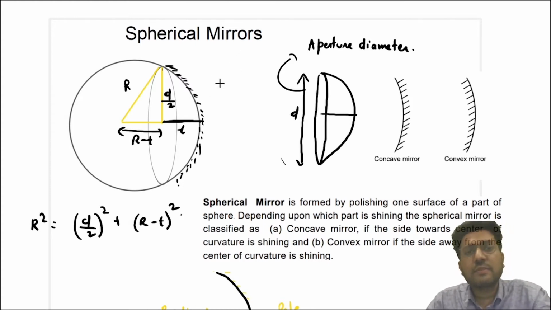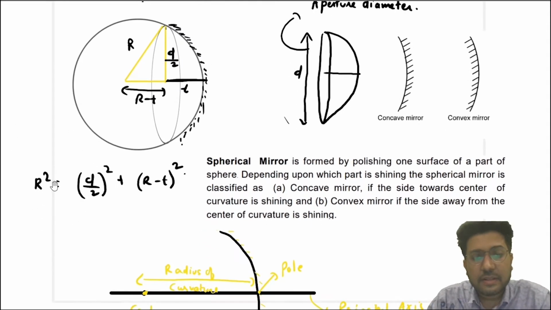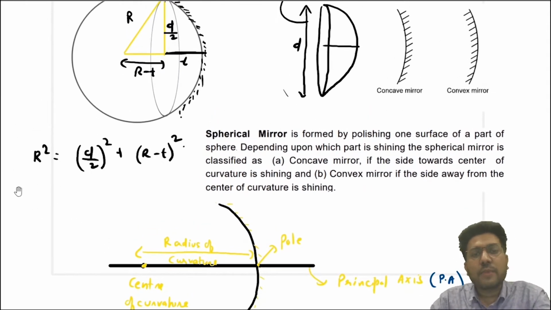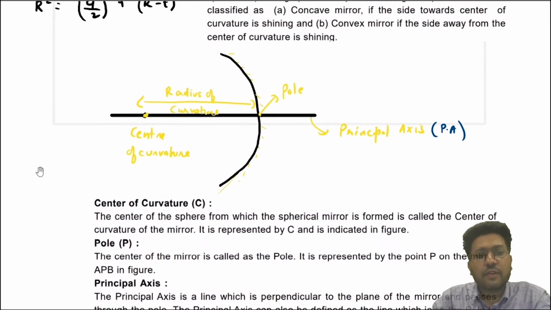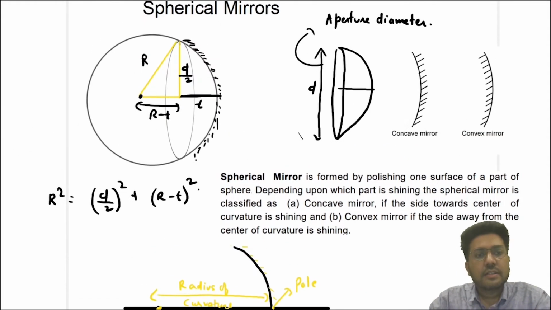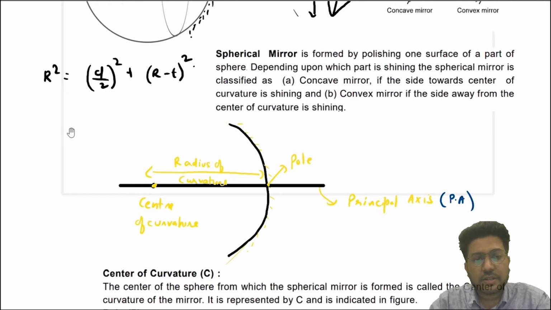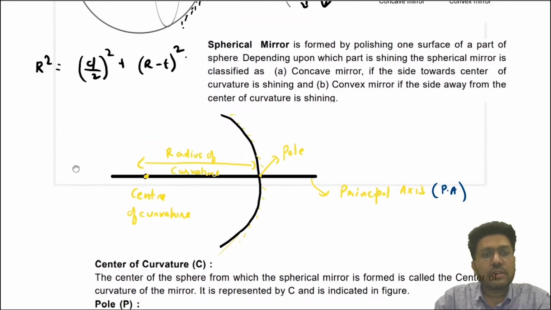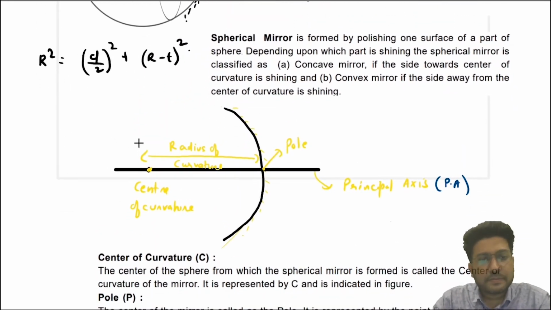This concept will be mostly useful in questions involving lengths that we will discuss later on, right? Now some more important terminologies. The first thing is the center of curvature. Obviously from this diagram you can see that the center of the sphere of which this mirror is a part is called the center of curvature. It is represented as C.